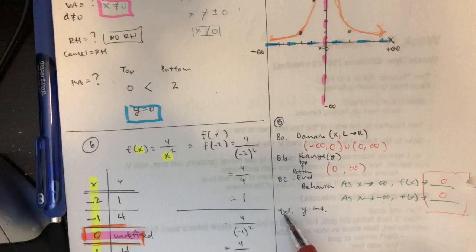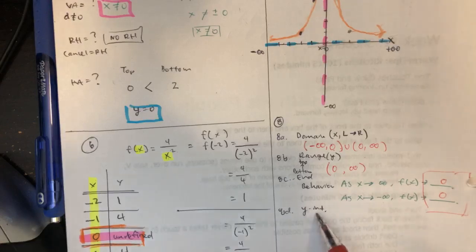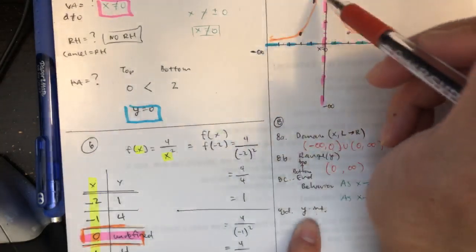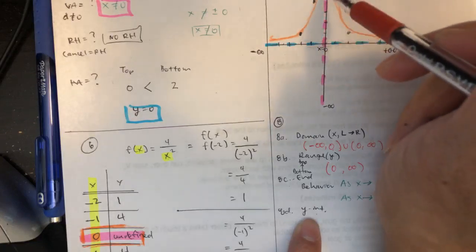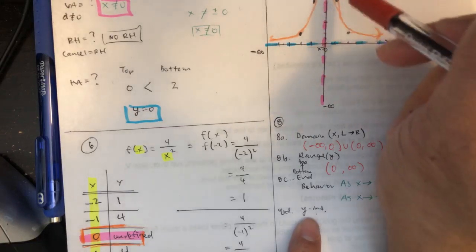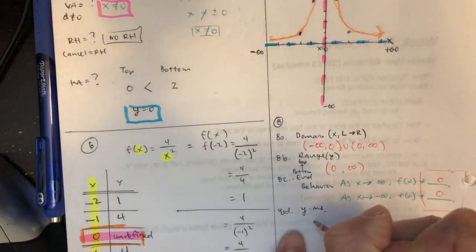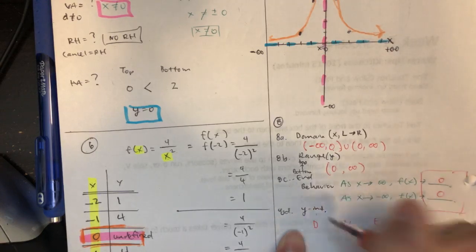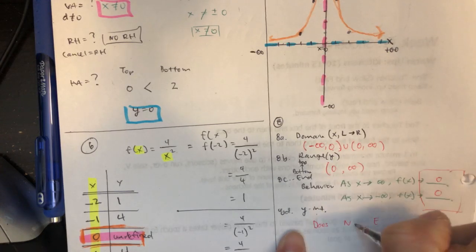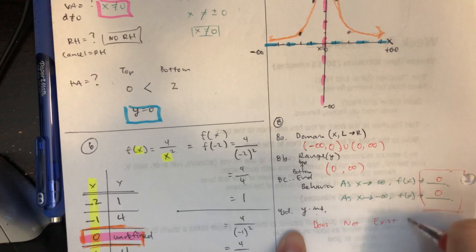Question number 8. Where is it crossing the graph? Where is it crossing the y-axis? That's what it means to be the y-intercept, and it does not. So the answer is, you can write DNE, or write it out, does not exist.